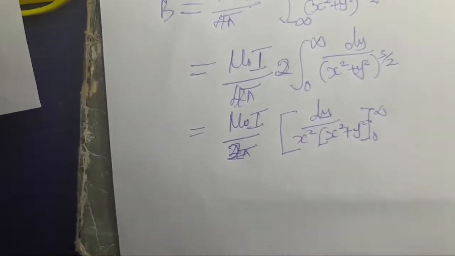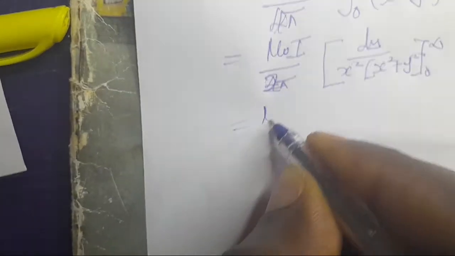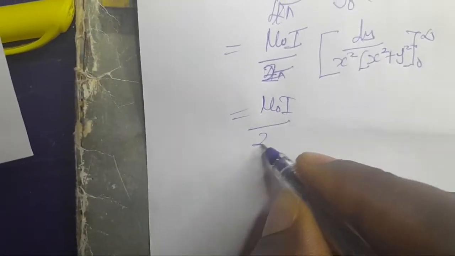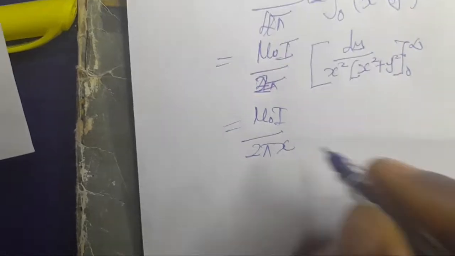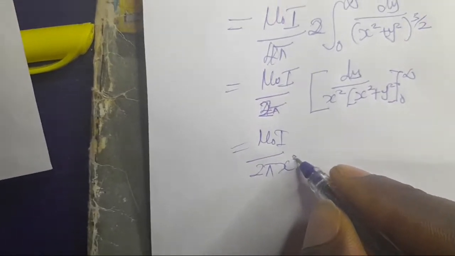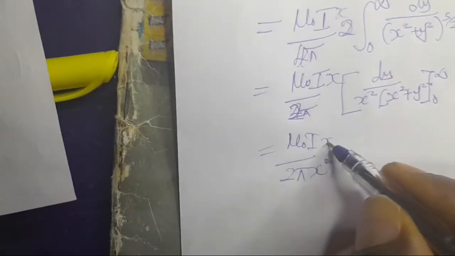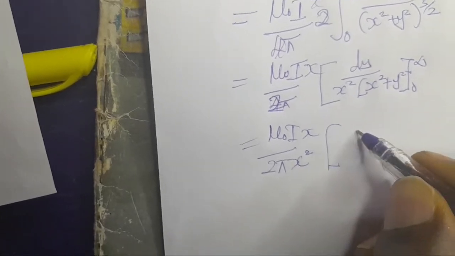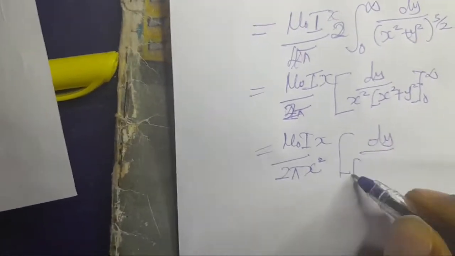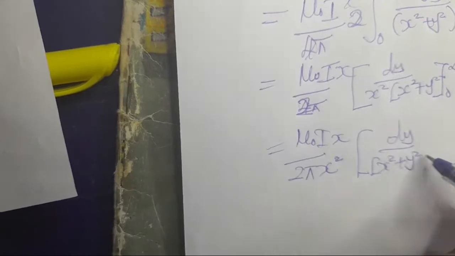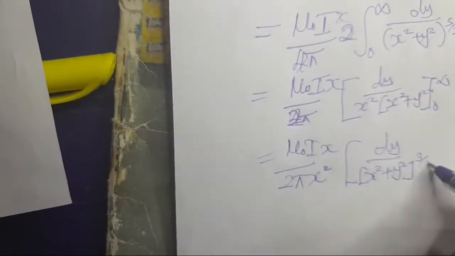So what do we do from here? We take the x out. So we are going to have this I over 2 pi x squared. There was already an x here, sorry, please include that. There was already x here. Then y over x squared plus y squared to the power 3 over 2.